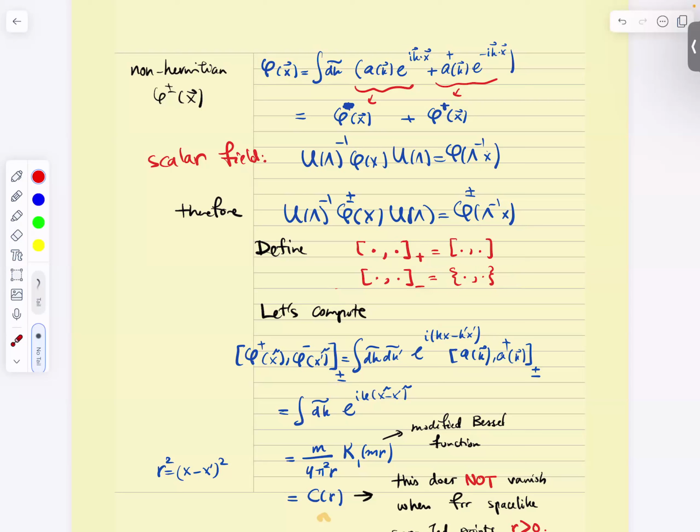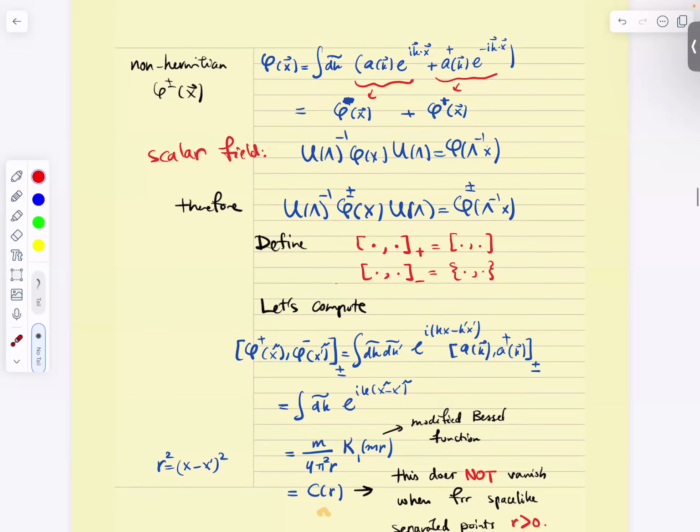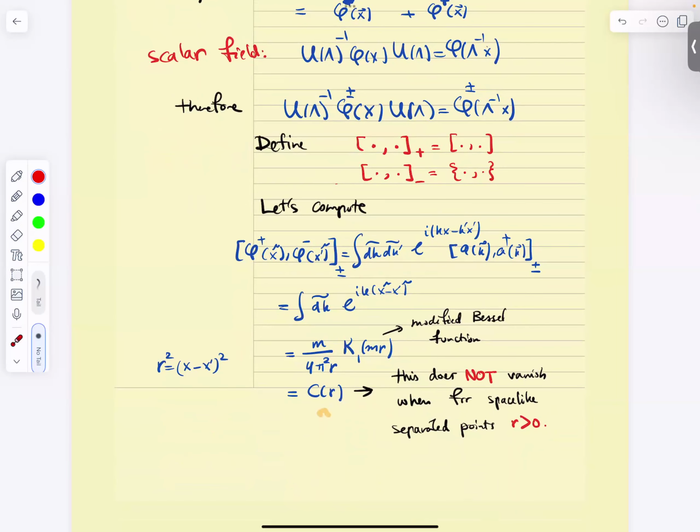Good. So let's calculate the commutator, anti-commutator of phi plus and phi minus at 2 different points. What is it? Well, there are 2 of these Lorentz covariant integrals. I'm not going to write these expressions anymore. It's the commutator, anti-commutator of A and A dagger, right? And that is decided by whether it's bosonic or fermionic, right? Very good. So if I pick the bosonic case for the plus sign, I'm going to get this form. If I get the fermionic for the minus sign, I'm going to get this form, right?